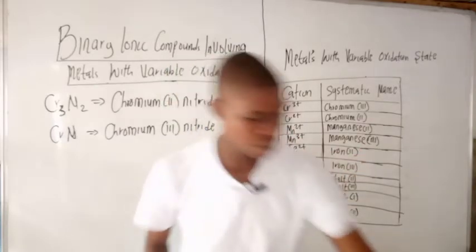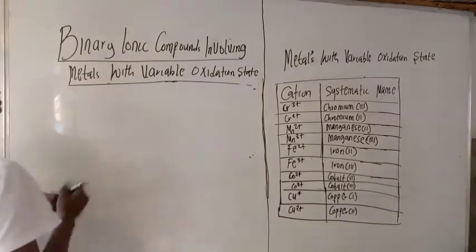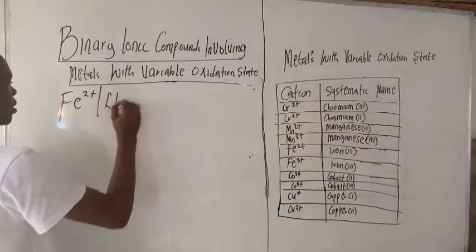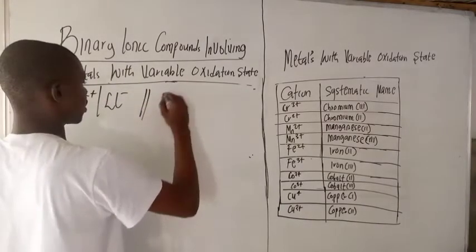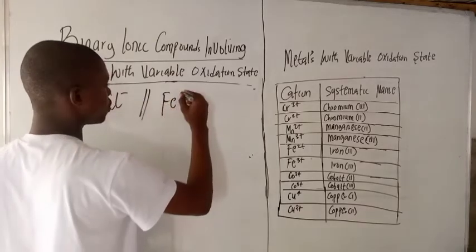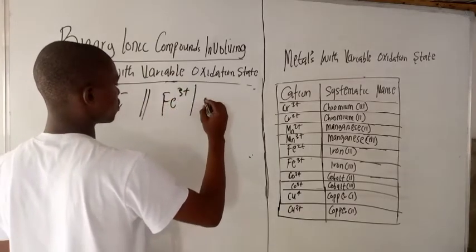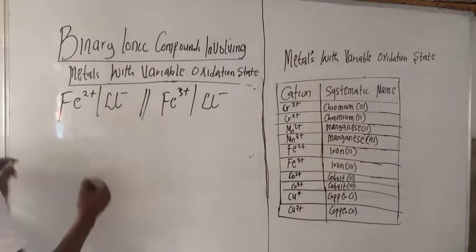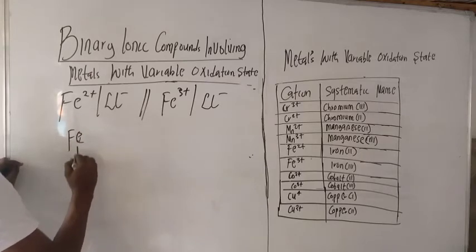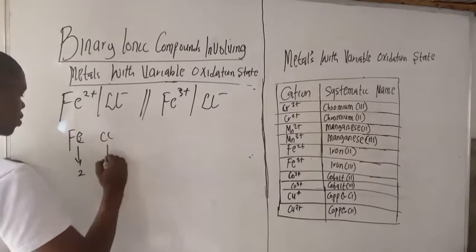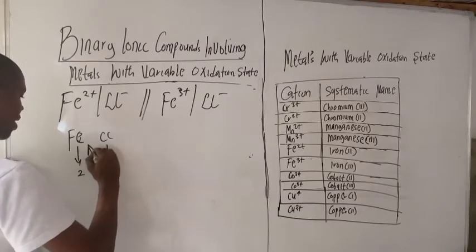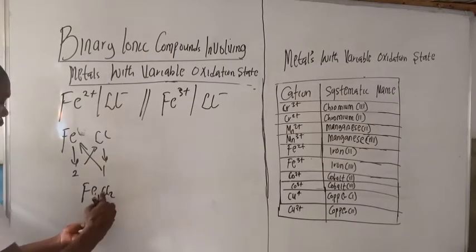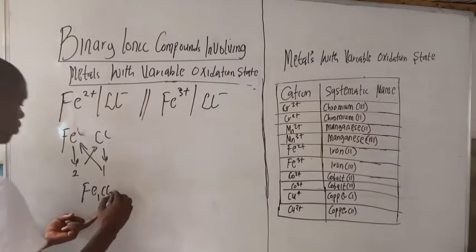like when writing their names. Now for iron. Here we have iron 2+ combined with Cl-, and here we have iron 3+ combined with Cl-. So you're going to form variable compounds here. Here we have Fe, which is 2. Here we have Cl, which is 1, right? When we move them here, we have Fe1Cl2, right? So here we have FeCl2.